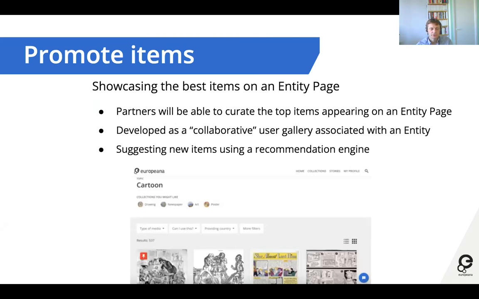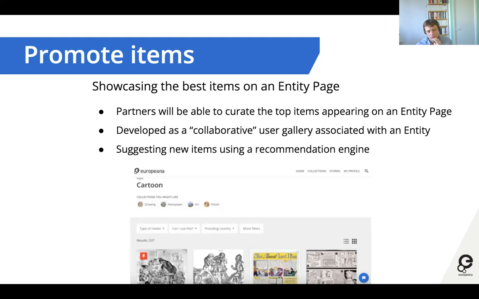Continuing on this curation aspect, an important point is to be able to showcase really relevant items on an entity page. So I've mentioned a bit earlier that Europeana does automatic enrichment, and that's of course error prone. And some partners who have a vested interest in some entity are often interested in making sure that the first items that are returned, that are visible on the entity page, are very relevant. Sometimes it means that they want their own collections to be featured on that entity page. But that's fair enough.